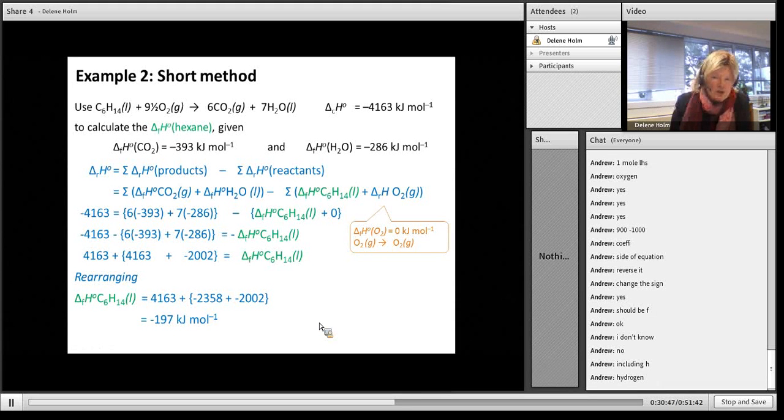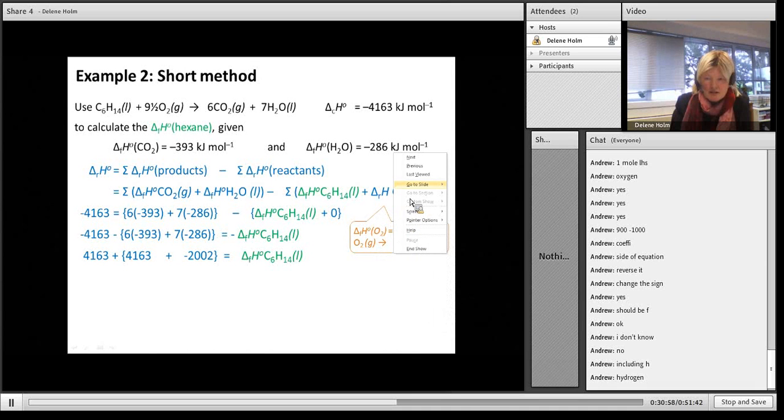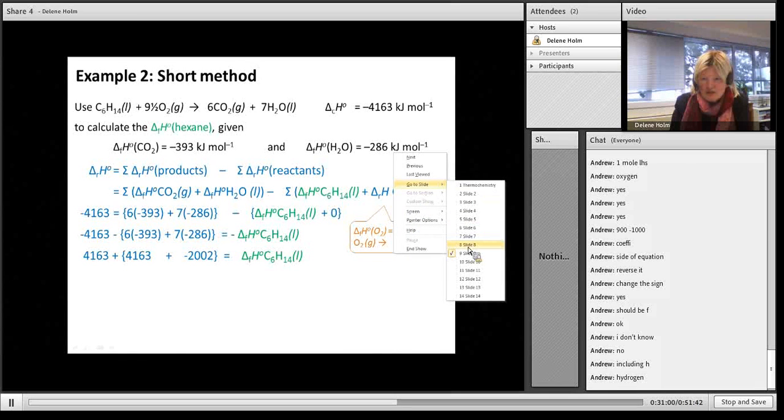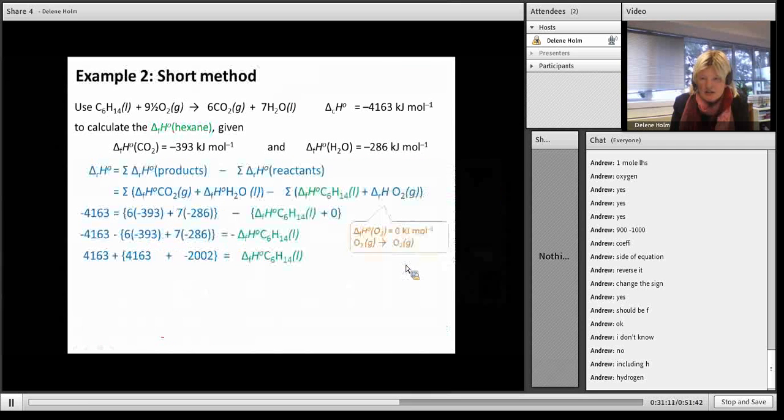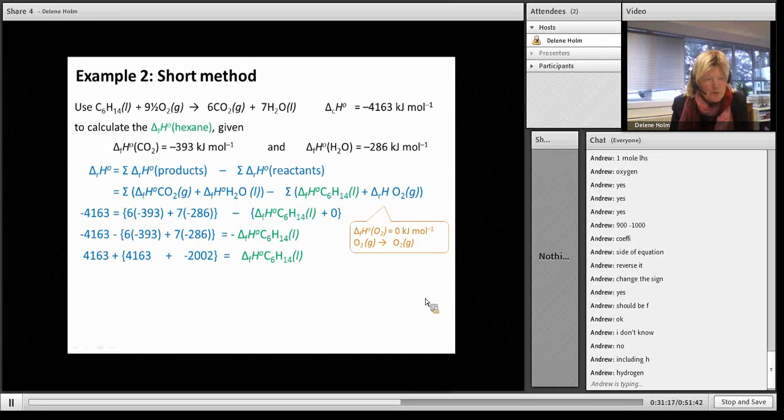So you've seen the version where it's lots of equations, and you've seen the maths version. So I'm just going to go previous. Let me just go to slide. So here's the one where you write a whole lot of equations, and here it's where you write the maths. Which one do you prefer?